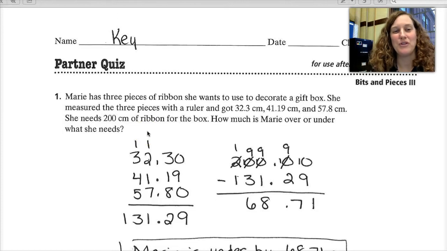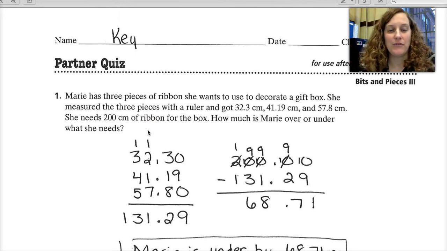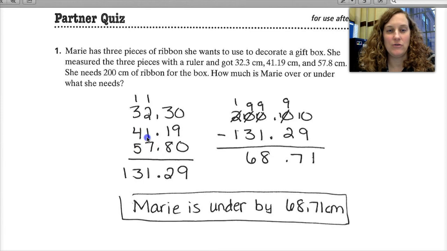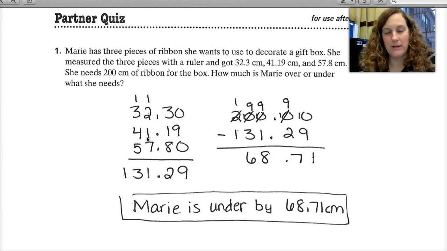Hi, this is the review for the Investigation 2 partner quiz, which we're using to review for the unit test. The first question has to do with adding and subtracting decimals. So you should be able to do this without a calculator.